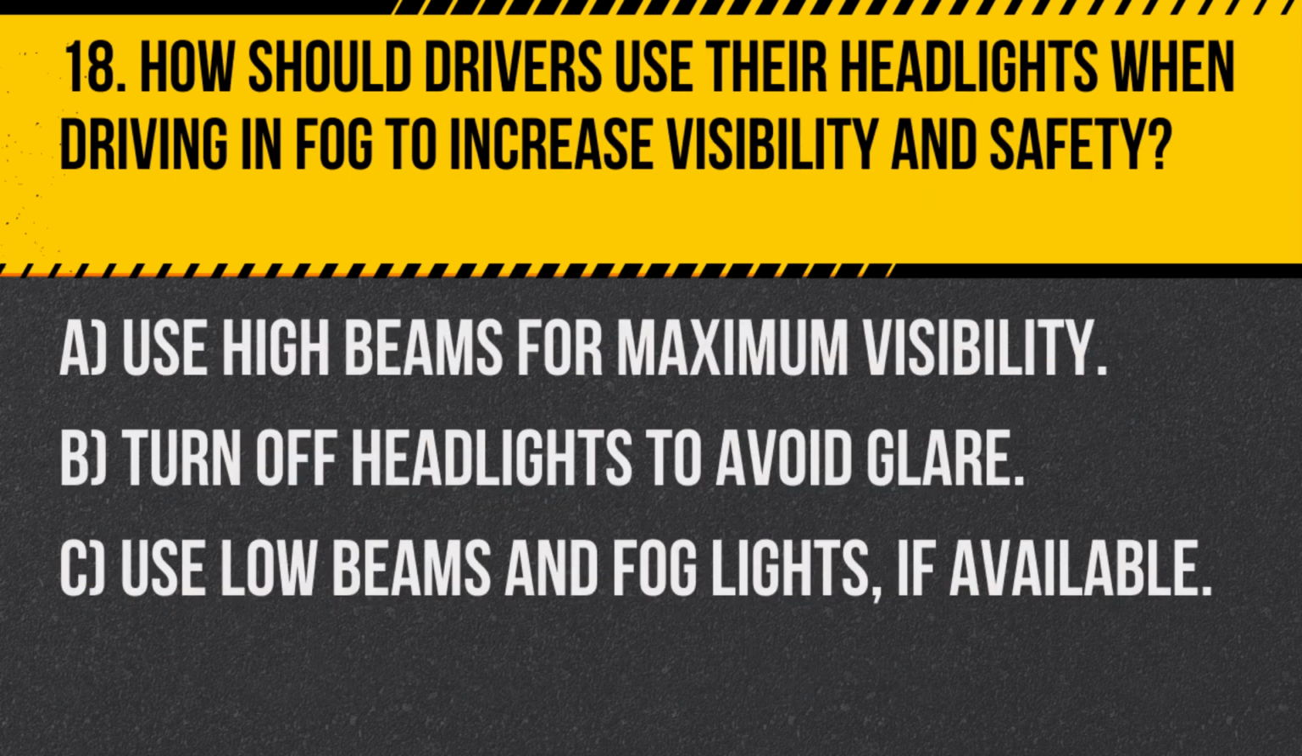Question 18. How should drivers use their headlights when driving in fog to increase visibility and safety? A. Use high beams for maximum visibility. B. Turn off headlights to avoid glare. C. Use low beams and fog lights, if available. Answer: C. Use low beams and fog lights, if available. High beams can reflect off the fog and decrease visibility, whereas low beams and fog lights improve it.